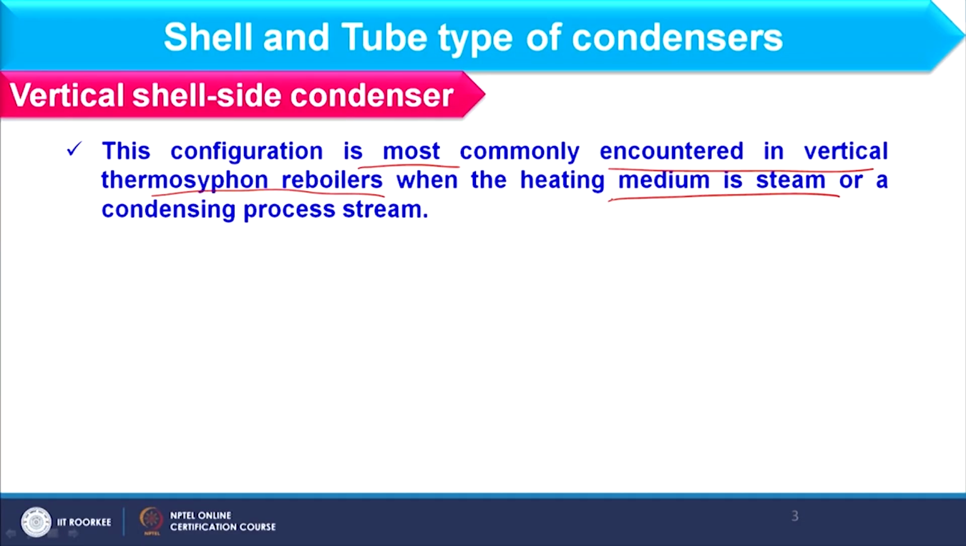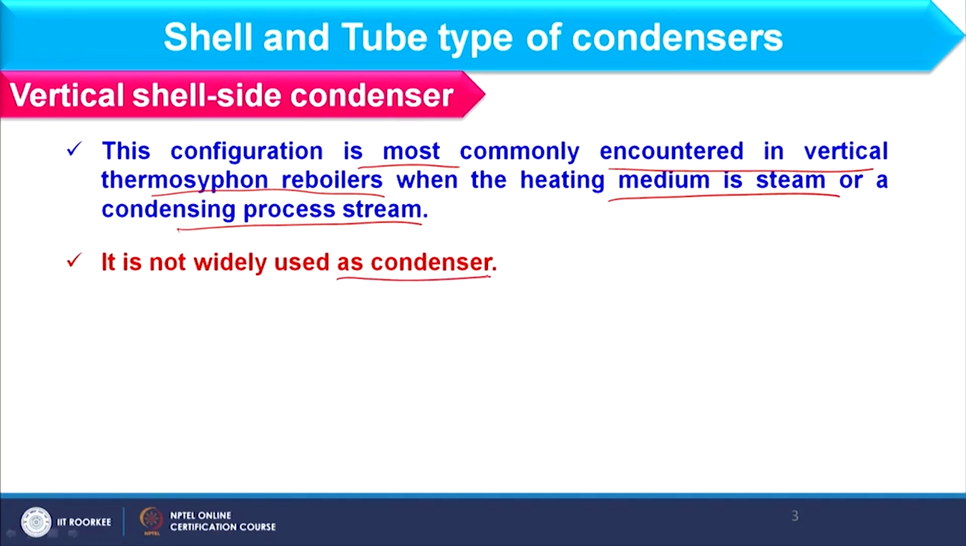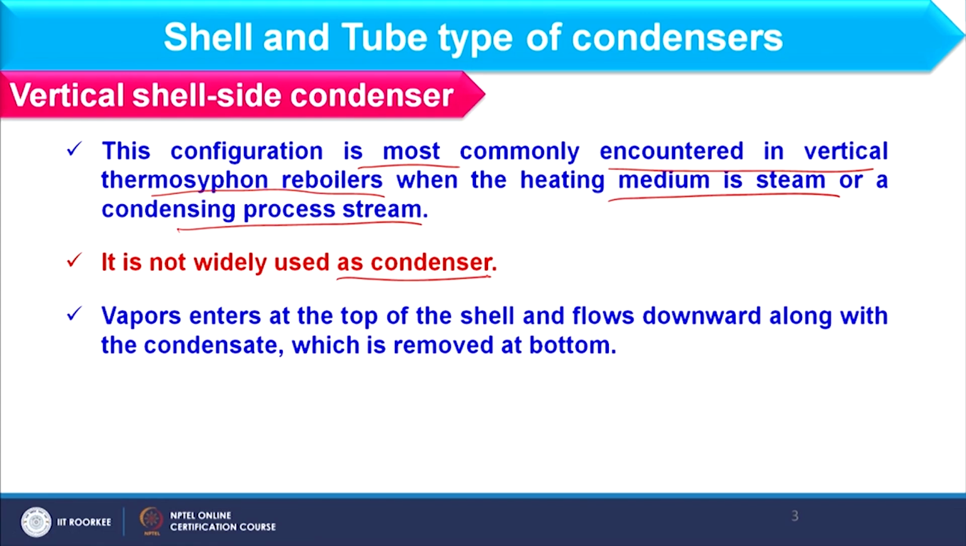Now, if you remember the last lecture, we discussed that condensation as well as reboiling process are just opposite to each other. So, this configuration is more suitable for reboiler and especially thermosiphon reboiler, where heating media is steam or a condensing process stream. Next, it is not widely used as condenser. So, this point we should elaborate further in reboilers instead of condensers, but we will discuss how to design such type of condensers.